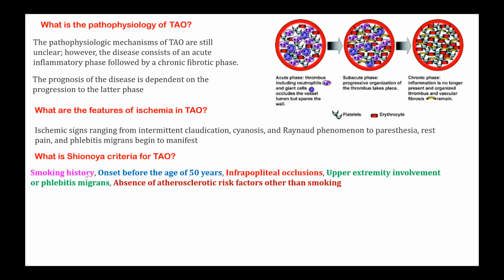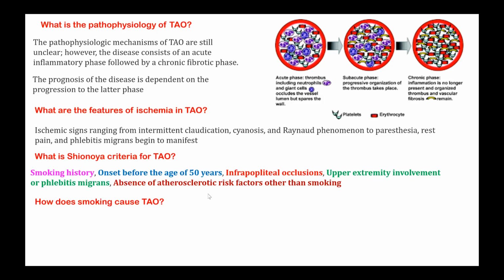There are 5 things that are taken into consideration. One is smoking history. Usually the onset is below 50 years, infrapopliteal vessel occlusion, upper extremity involvement, phlebitis migrans, and the absence of atherosclerotic risk factors other than smoking, like hyperlipidemia and diabetes, which are all not present. So these 5 things are what is called the Shionoya criteria.